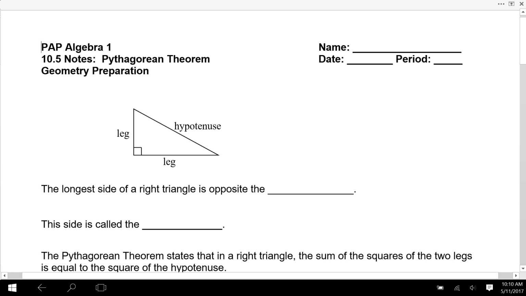Alrighty, Pythagorean Theorem. You probably learned this in 8th grade, so this should go pretty quick. I always say that. This will be so fast because it's always fast. Okay, so the longest side of the triangle is opposite the right angle.